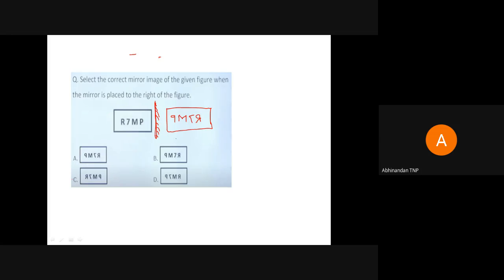Which option is correct? This is QM. Option number A seems to be correct. You have to draw the mirror image, so it is placed on the right side. We have kept the mirror over here and drawn the mirror image of the given code. So Q and 7 are in the opposite manner, and R is also in the opposite manner. So option number A is correct.